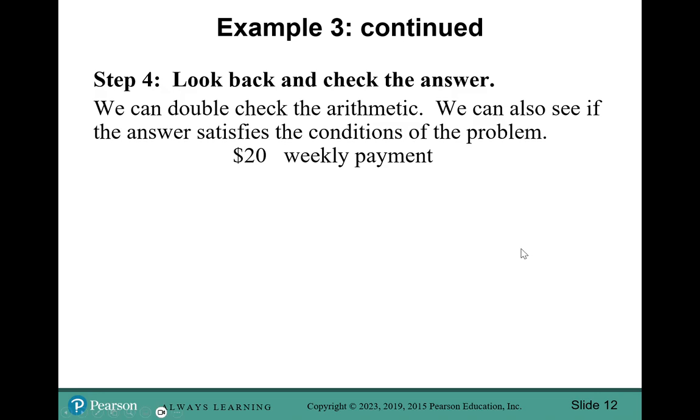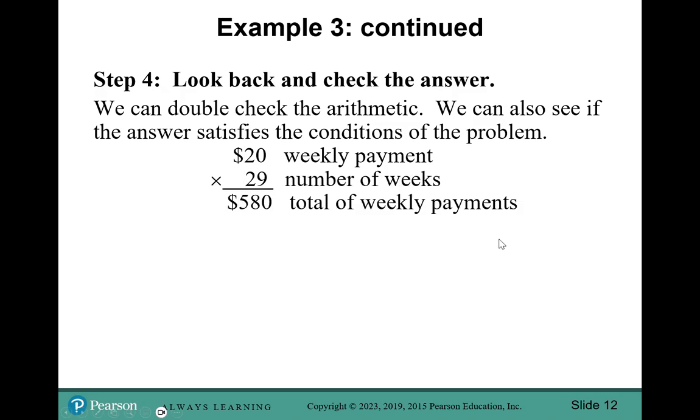Let's look at $20 for a weekly payment times the 29 weeks that we're going to pay that. That will multiply to give us 580. If you don't believe me, let's do it over here to the side, just so you can see it actually multiplied. So we'll do 20 times 29. You could check this on a calculator if you'd like.